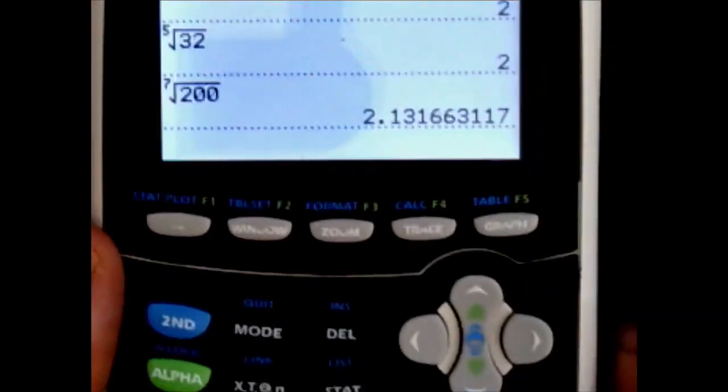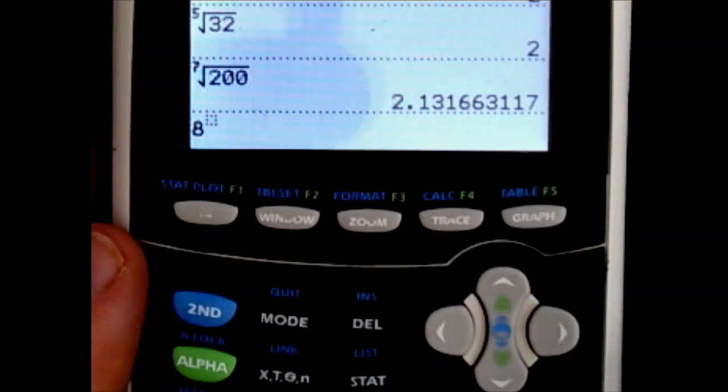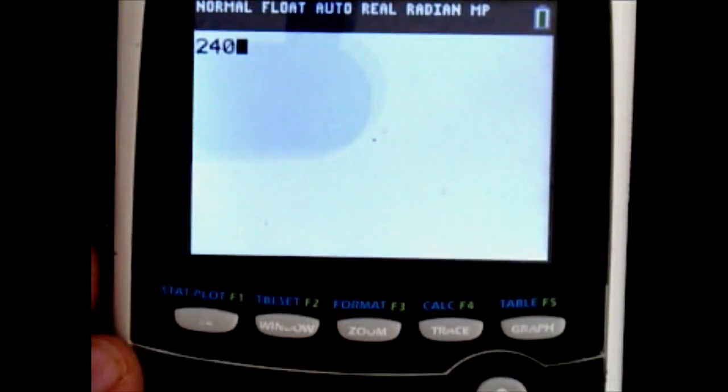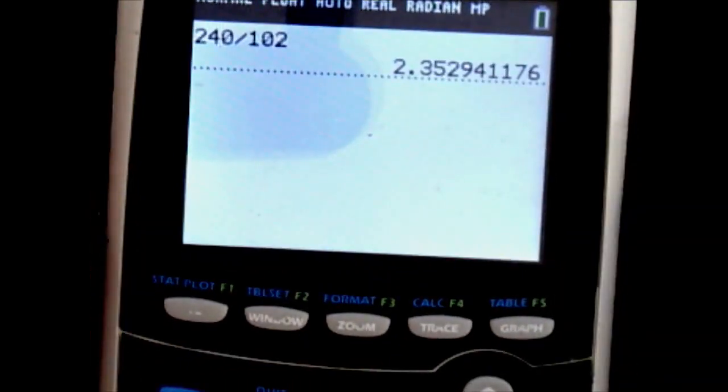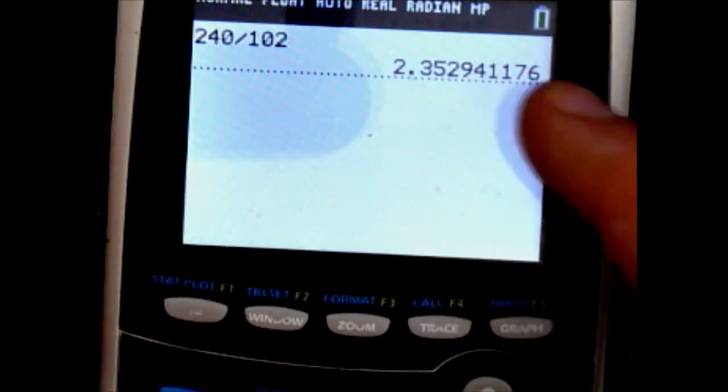You can also type in, if you want to do the third root, you can type in 8 hat and put in parentheses 1 divide 3. And the 8 to the 1/3 is the same thing as the third root. Now let's say you want to type in a number, 240 divided by 102. Okay, and you get this long decimal.